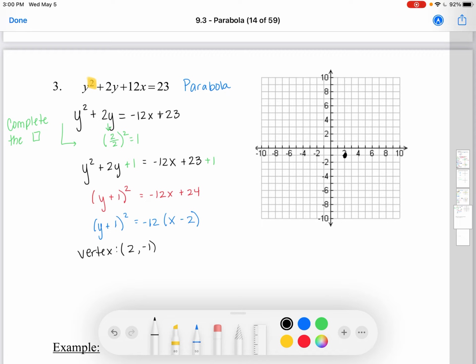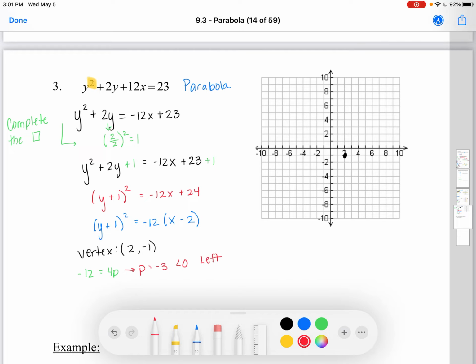Plotting it on the graph, taking that constant by itself and setting it equal to 4p, leaves me with a p-value of -3, which is now less than 0. And so if I think for a minute, I have to consider, what two options did I have from the get-go to open up to? I had a y squared, so my only options were left or right. But now that my p is negative, that's going to tell me my graph needs to open left.